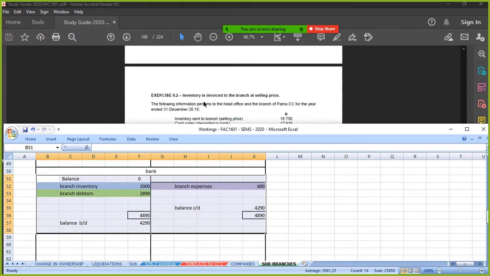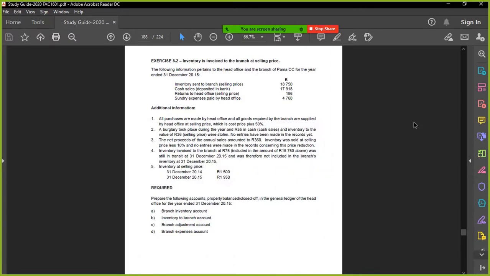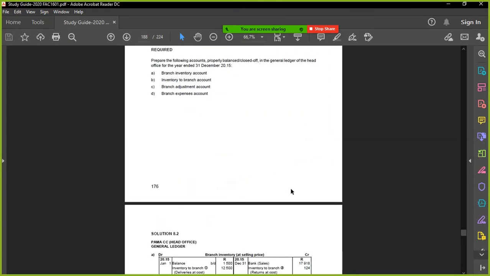And then what else? That's it. Okay, then you've got another exercise. How many exercises do we have here? How are we doing with time? Okay, no, we're doing well. There's more than enough time. We should be able to get through all of them.